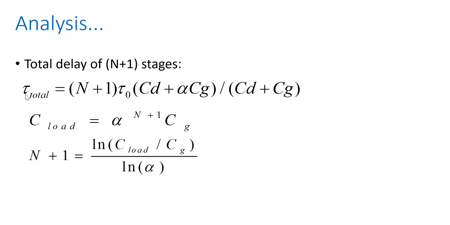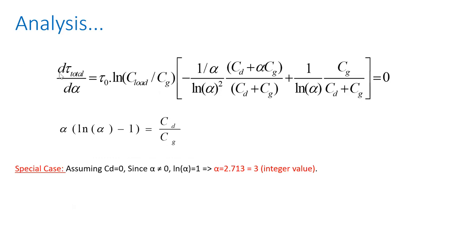Now we have to find the minimum propagation delay, so we take the derivative d tau by d alpha. We have to calculate for which value of alpha we have the minimum delay. We equate the derivative to 0. Simplifying this, we got alpha into ln alpha minus 1 equals CD by CG. So this is the design equation.